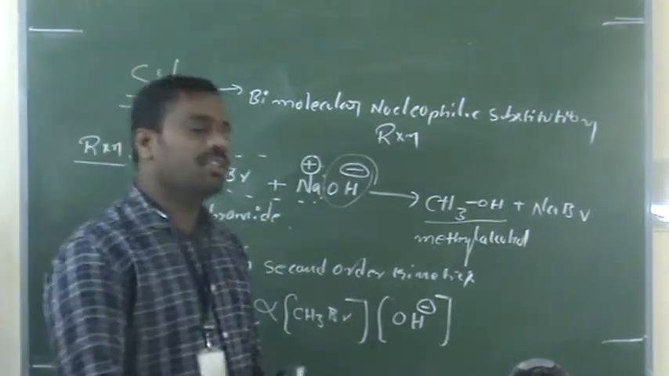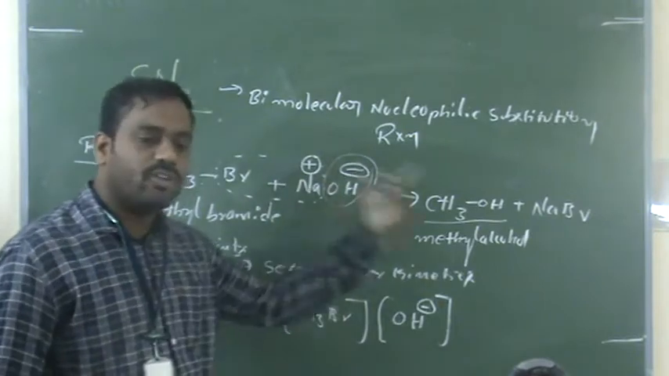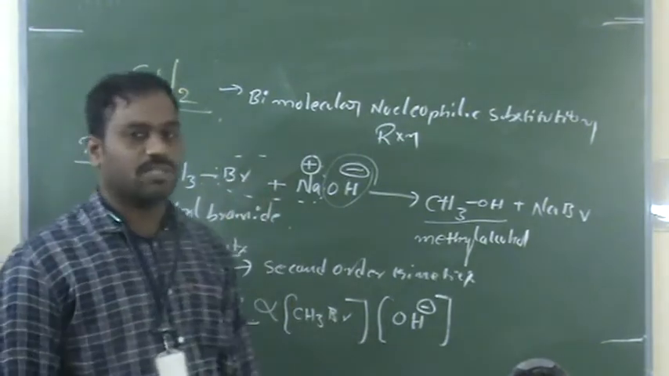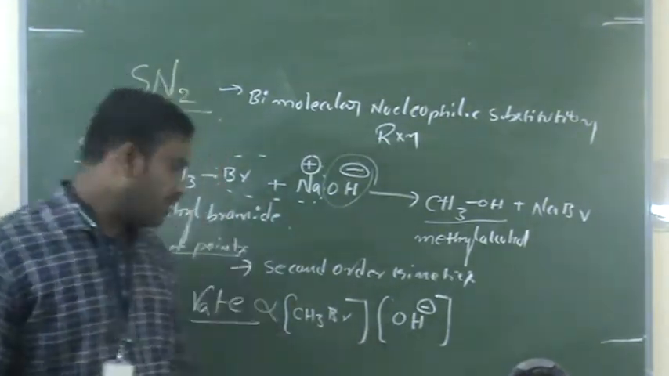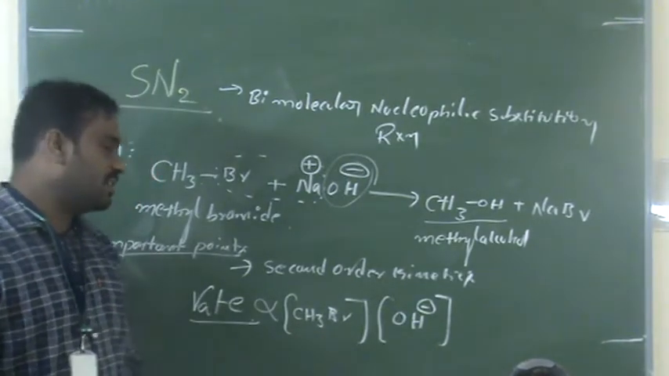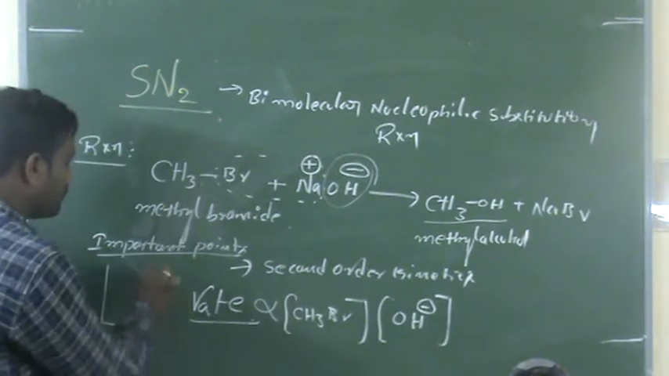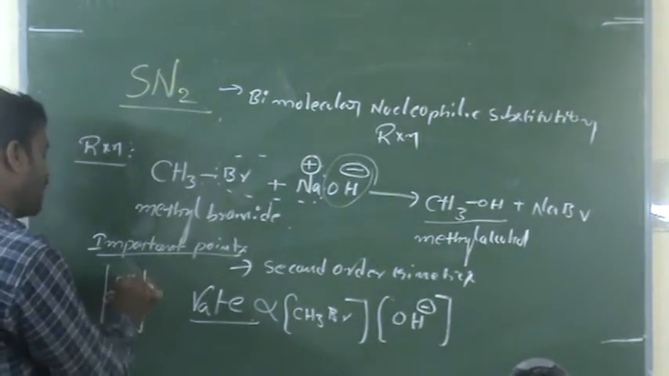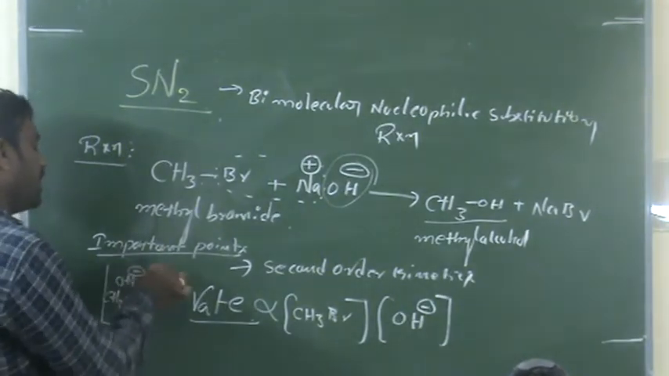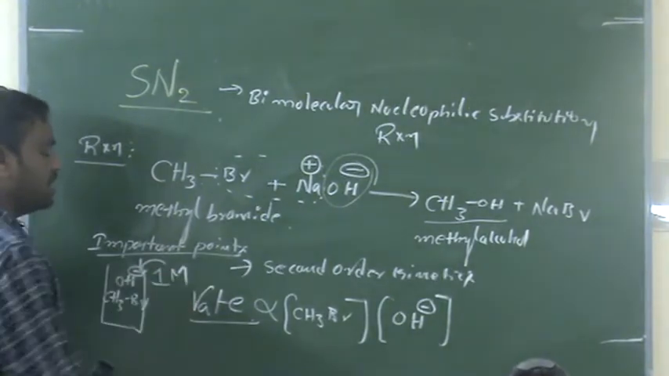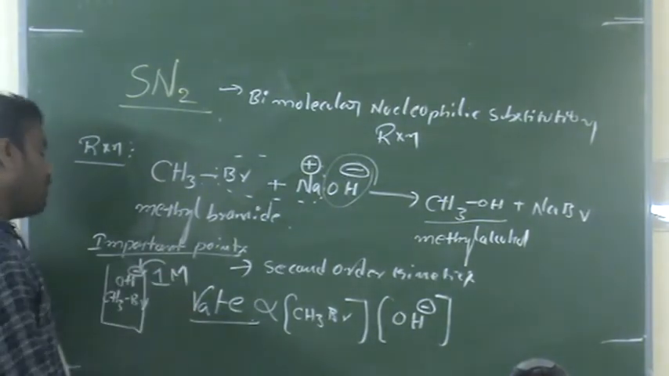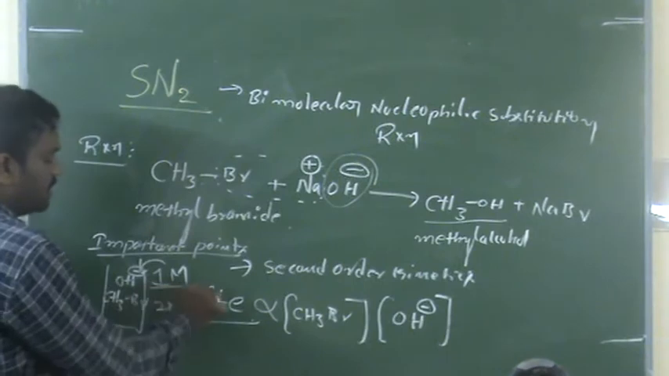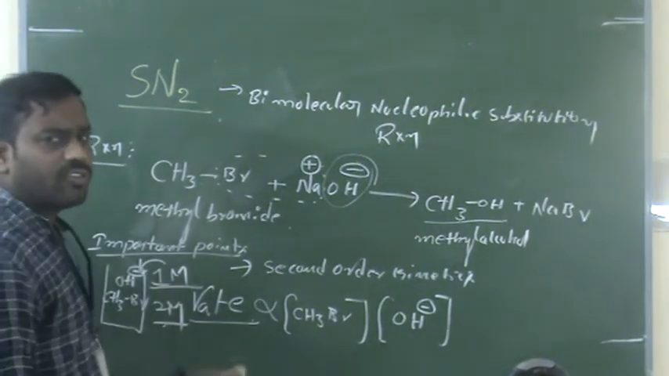The speed of this reaction, particularly the SN2 reaction, depends upon the concentration of both methyl bromide and NaOH. What is the meaning of that? Suppose in this beaker we are taking methyl bromide, that is CH3Br, and also we are taking the nucleophile, OH minus. Suppose initially we take 1 molar concentration each. The rate is something. Instead of 1 molar concentration, if we increase to 2 molar concentration, then the rate of the reaction increases.